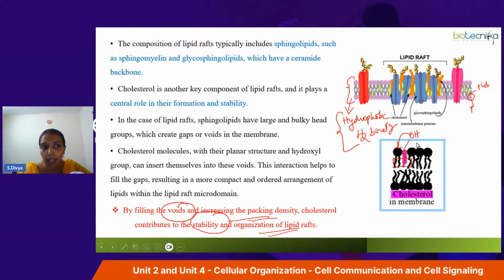So be clear with the composition of lipid rafts, properties of lipid rafts, types and their differences. Okay.